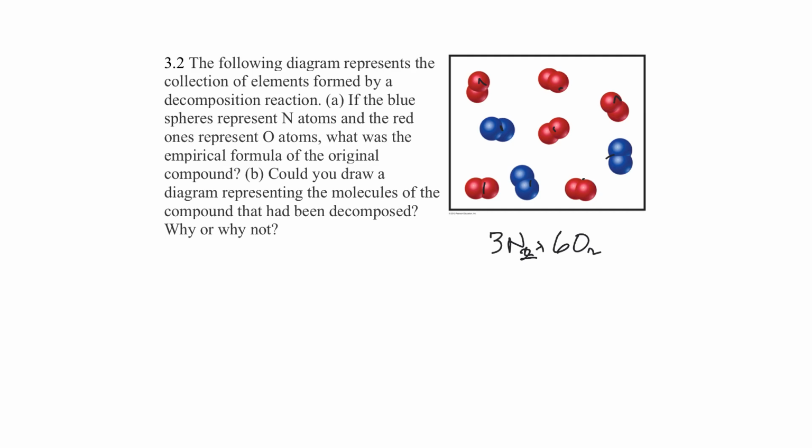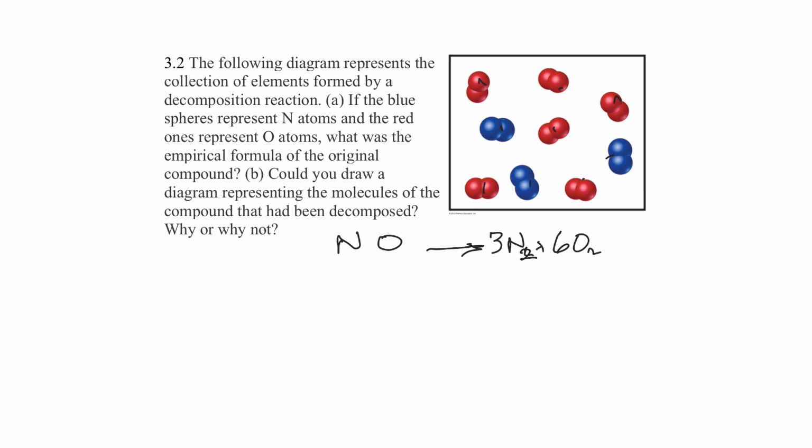Now a decomposition means it's breaking apart. So I had to have something that was nitrogen and something that was oxygen. I don't know how many of each that I had, but one thing broke apart into something else. Well, how many of each do I have? I've got 3 sets of 2 for N. I've got 6 sets of blue for O.